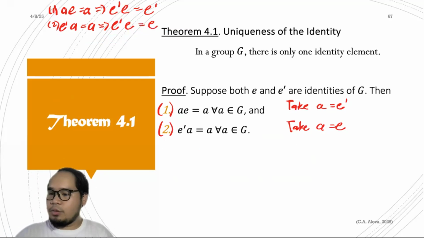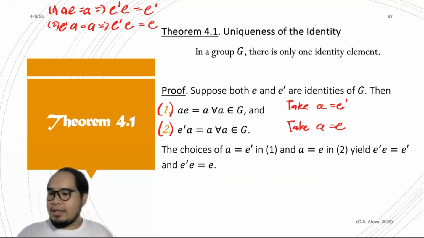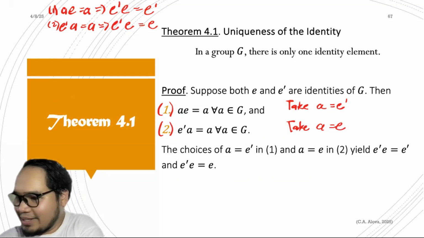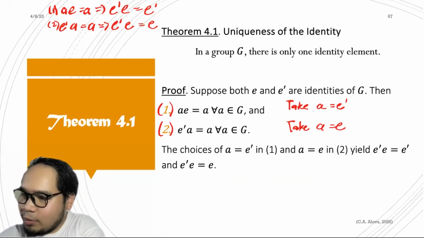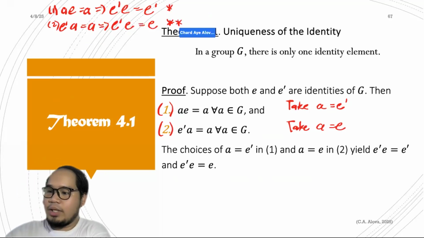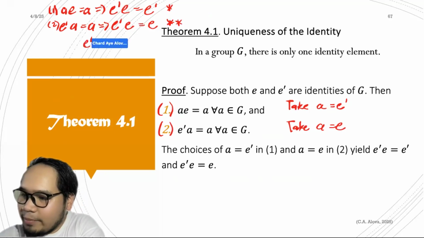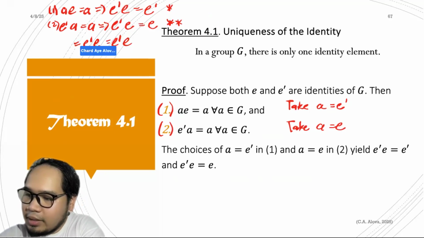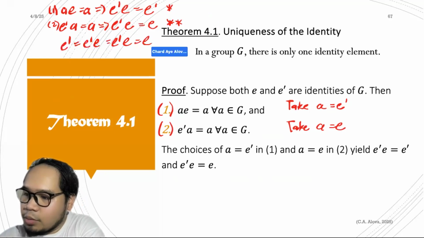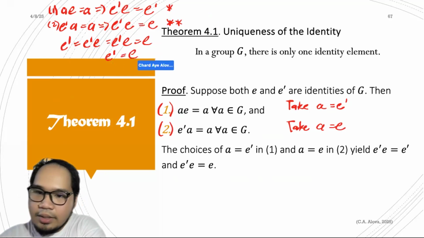Now take a look at those two statements. Taking this, it yields us, take a look at this one here. From statement one above, E prime E is equal to E prime. And for statement two below that, E prime E is equal to E. So since we know that E prime E is equal to E prime E, this shows that from the first statement, E prime is therefore equal to E, thus stating that E prime equals E.